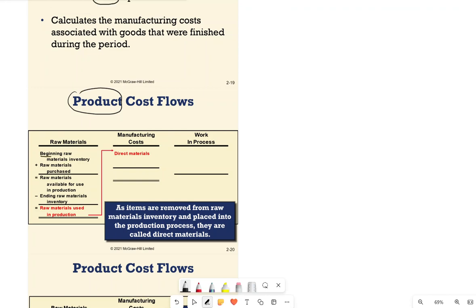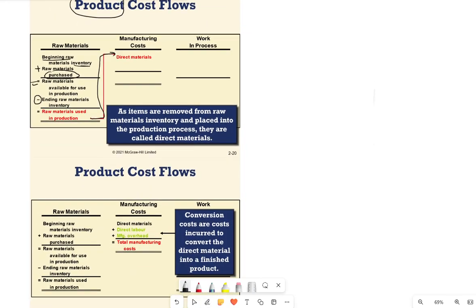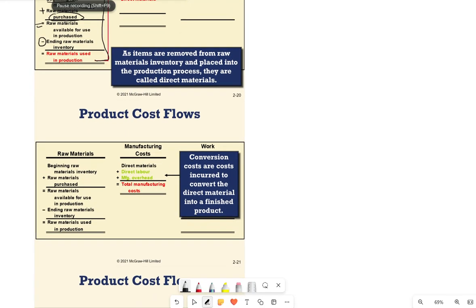You have a beginning raw material inventory plus the inventory you purchase, equal to what you have available to use in production, minus the ending, which is what you used in production. What you used in production becomes your manufacturing. So first is your direct material, then my next one will be my direct labor, and the next one will be your manufacturing overhead. If I add them all together, that is called my total manufacturing cost.